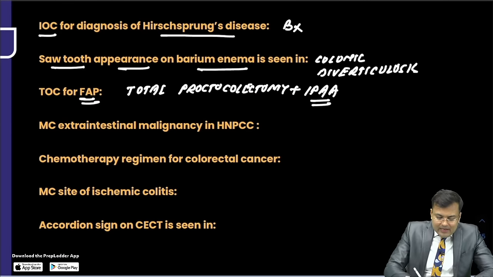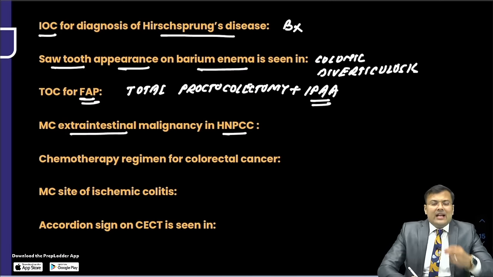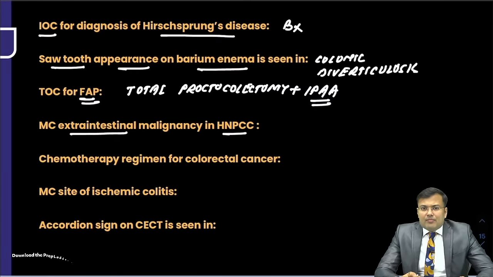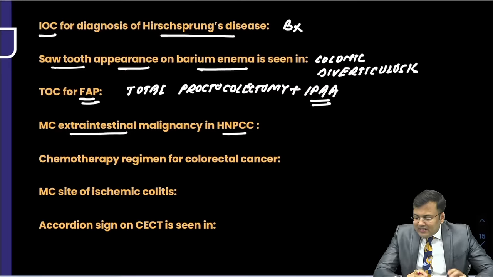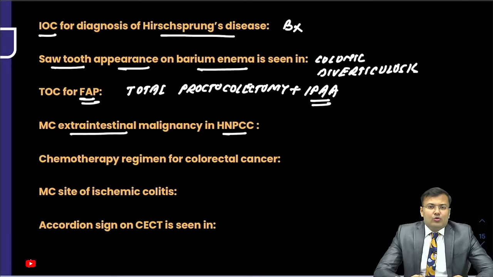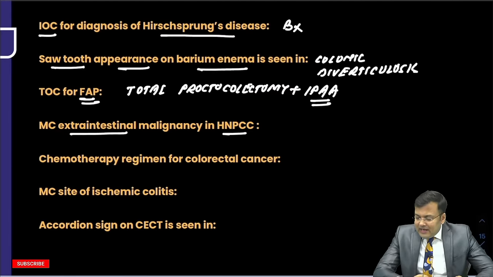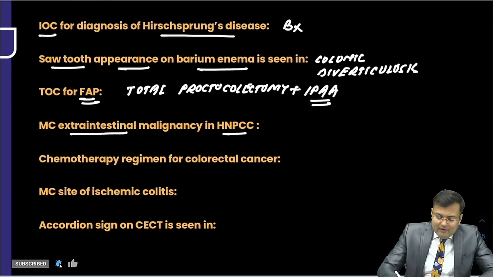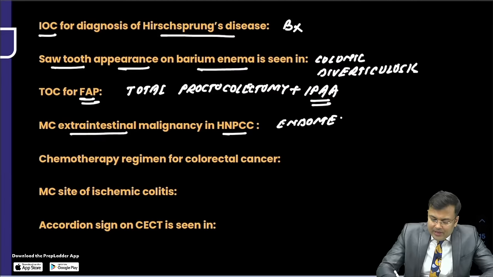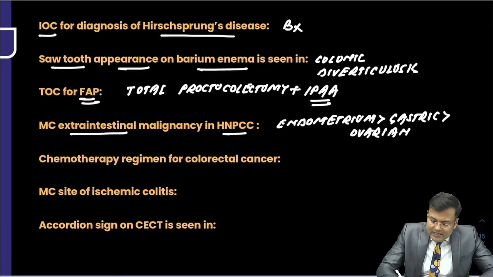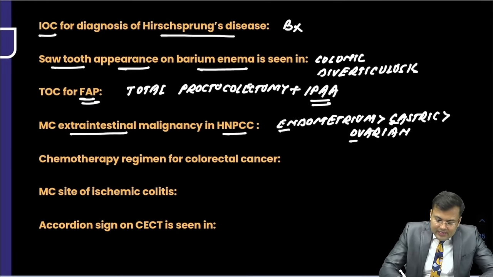Tell me, most common extra-intestinal malignancy in HNPCC, hereditary non-polyposis colon cancer. Let me see who's going to reply. Yes, Shrimay Patil, very good. Carcinoma endometrium, followed by gastric, followed by ovarian. How to remember? The mnemonic is EGO. Endometrium, gastric, followed by ovarian.